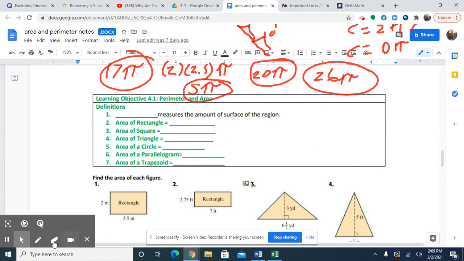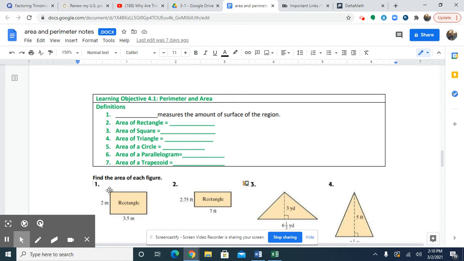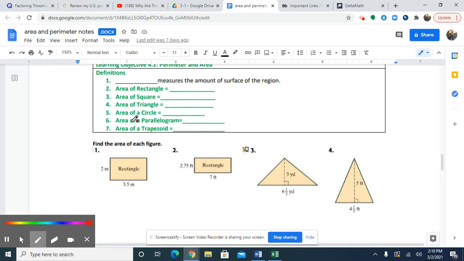Now, moving on to perimeter and area. Sorry, not perimeter, just area. The area is going to be all of the measurement inside of the shape. So everything inside the shape, and depending on the shape, we're going to have different formulas.